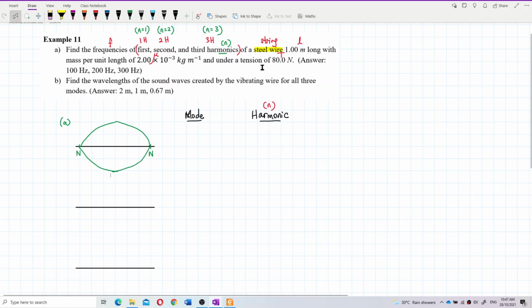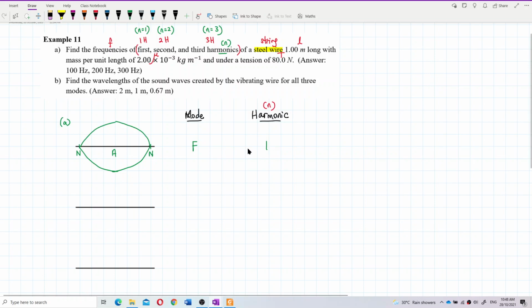So for a string, we always start with half a wavelength. Understand? Always start with half a wavelength. In the middle is the anti-node. This is the anti-node. The two fixed ends are the nodes, and this is the anti-node. This is what we call the fundamental mode, and this is the first harmonic.